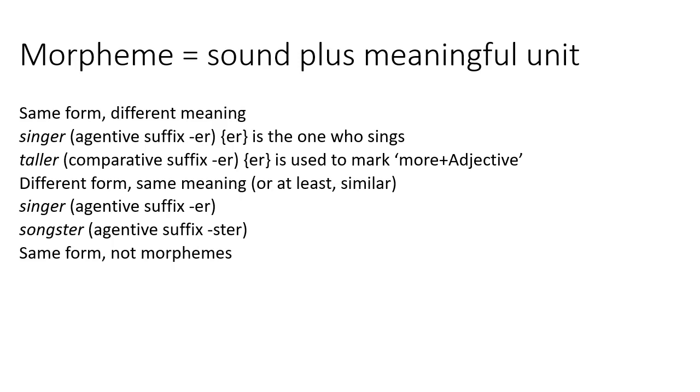So we can have the same form, and they can be different morphemes, or we can have different forms, the same morpheme meaning. We can then have a problem that we have the same form, but they aren't in fact morphemes. So if we think about finger, we would be way out of our depth if we isolated fing and -er, okay?